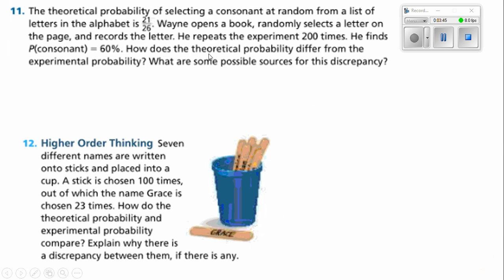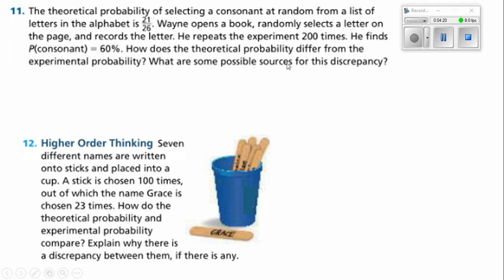Number 11 says the theoretical probability of selecting a consonant at random from the list of letters in the alphabet is 21 out of 26. That makes sense because A, E, I, O, U are vowels, and that's 5 of them. So 26 minus 5 is 21. Wayne opens a book, randomly selects a letter on the page, and records the letter. He repeats the experiment 20 times. He finds the probability of landing on a consonant is 60%.